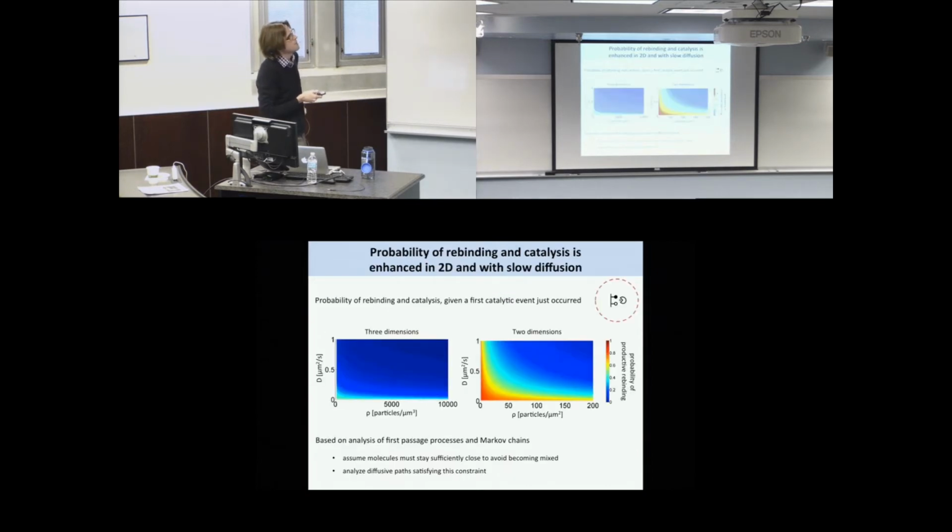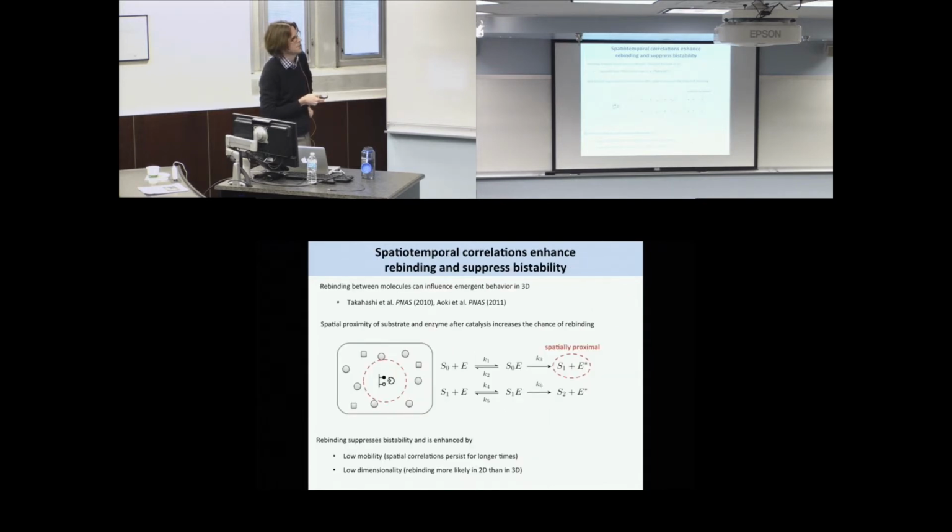And so we've done some analytical calculations to think about this, and we're interested in the probability of rebinding a catalysis. Okay. So we're interested in the fact that if this just happened, what's the probability that this happens with the same 2 molecules? Okay.